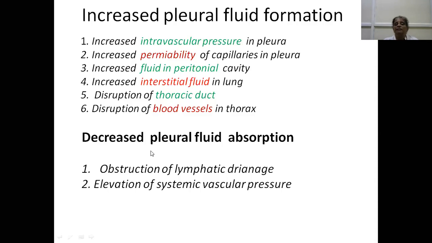The other is decreased fluid absorption, as in case of obstruction of lymphatics. The lymphatics are the ones that remove the fluid from the pleural cavity. If there is any obstruction to the lymphatic drainage, there will be collection of fluid in the pleural cavity. The other is systemic vascular pressure elevation, which may also restrict the lymph movement and thus cause accumulation of fluid in the pleural cavity.